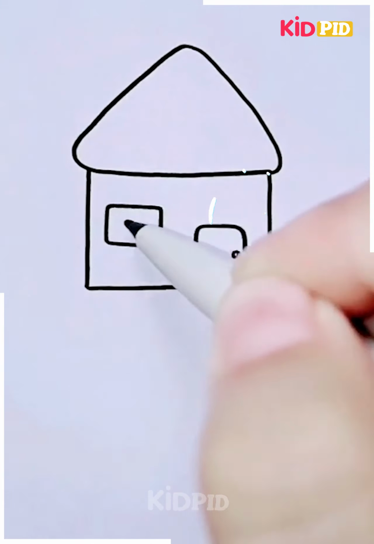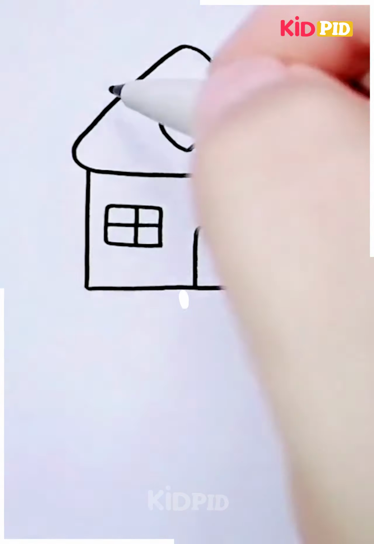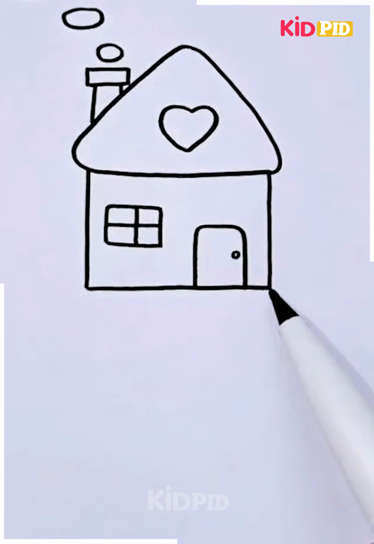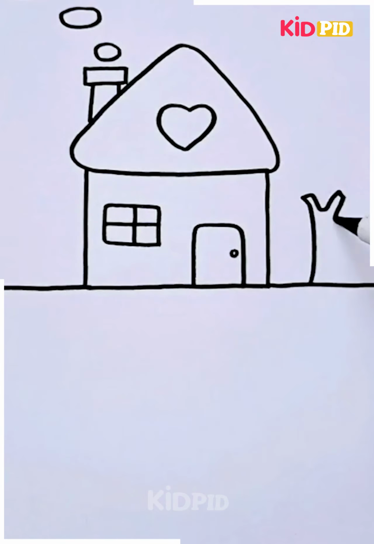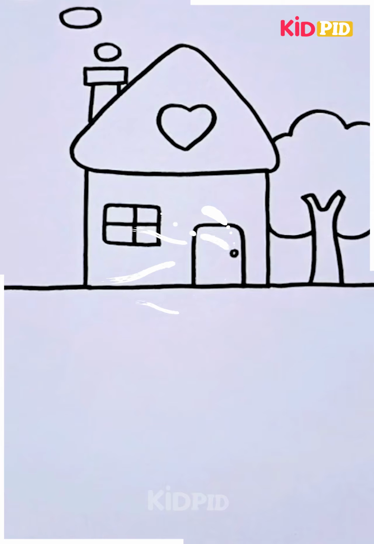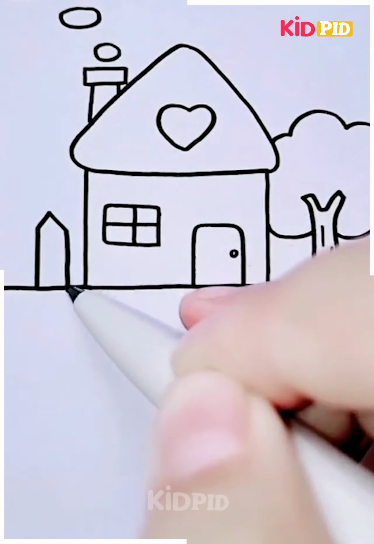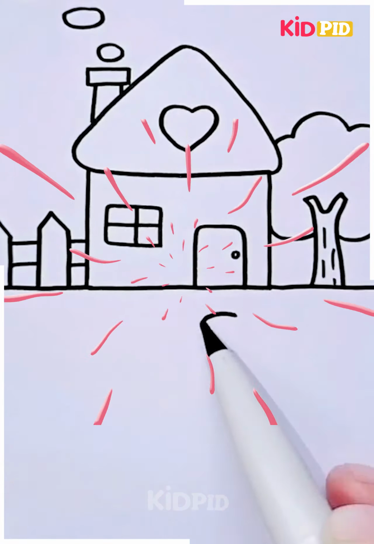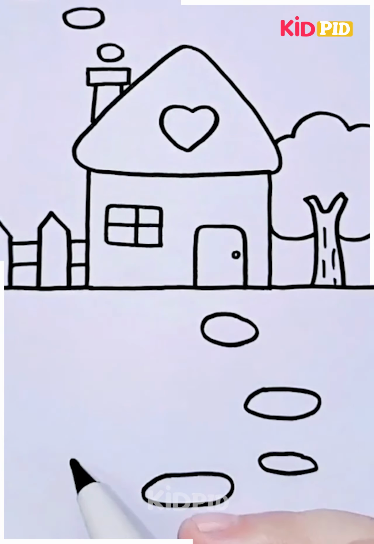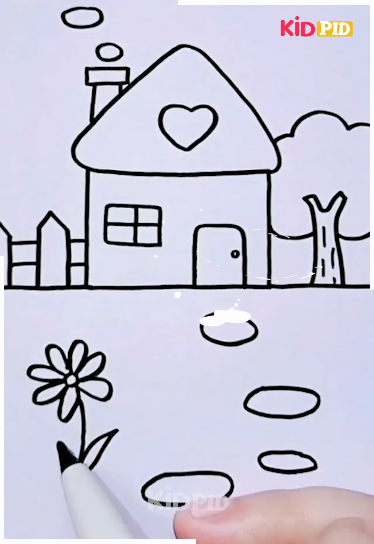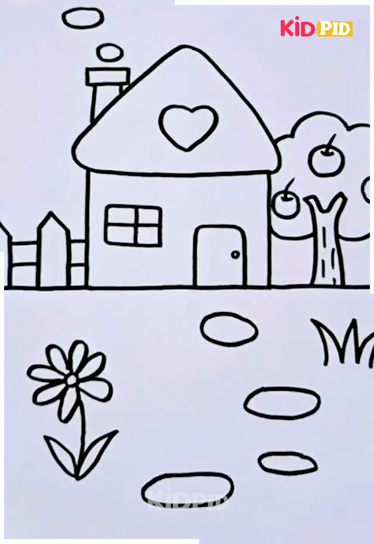Again a door has been drawn and a window, and a heart has been drawn as a small window, and then the chimney has been drawn. So again houses, branches have been drawn, then the gate has been drawn, then we are drawing a way. So let's draw some flowers and put shades on them with green and red.